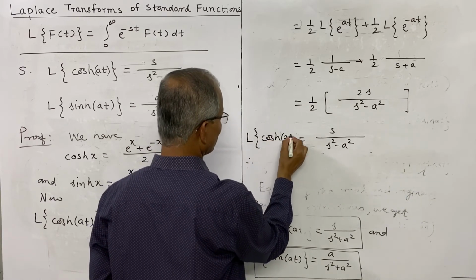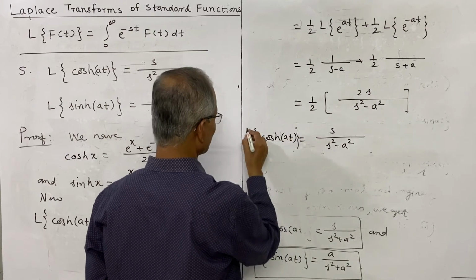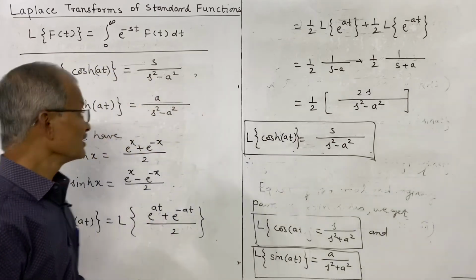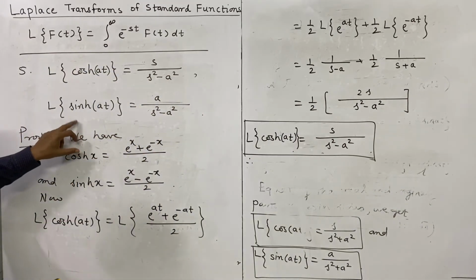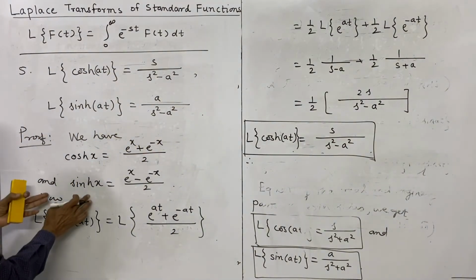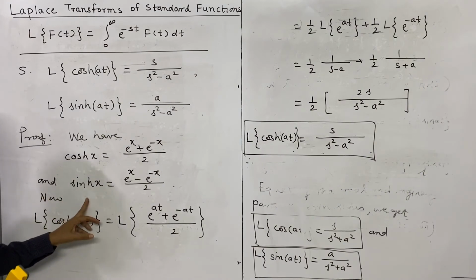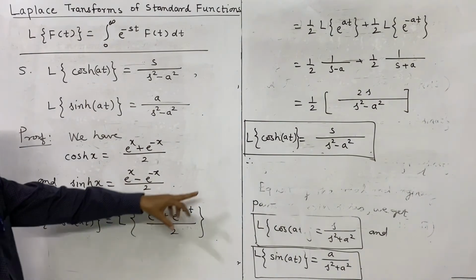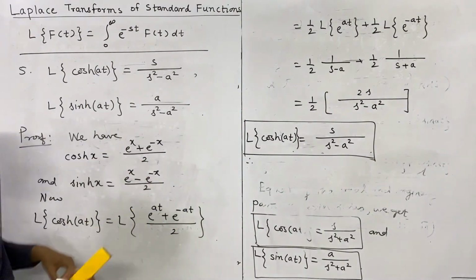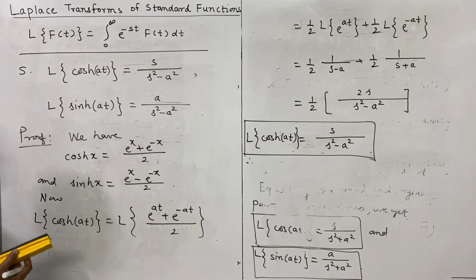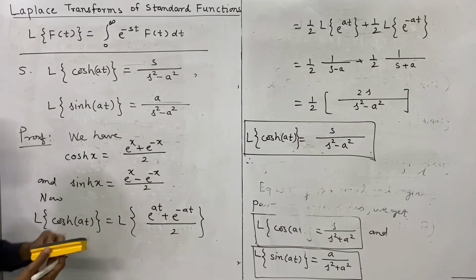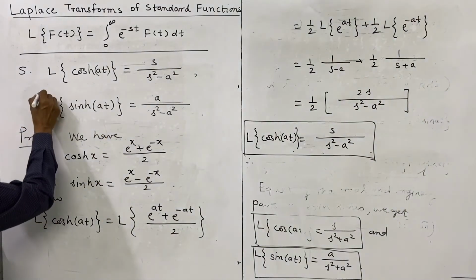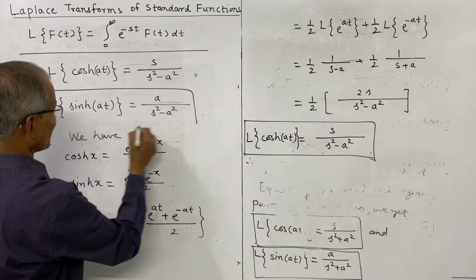Hyperbolic cosine at is this one. So thus we have proved this one, and the second I shall leave for you to solve. Use the definition of hyperbolic sine, and there will be only the negative sign, and you see after subtraction, the term of s cancels and a remains. So in place of s here it is a. So this is also an important formula.